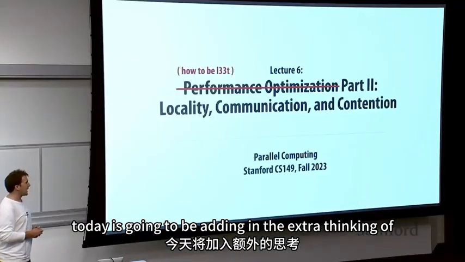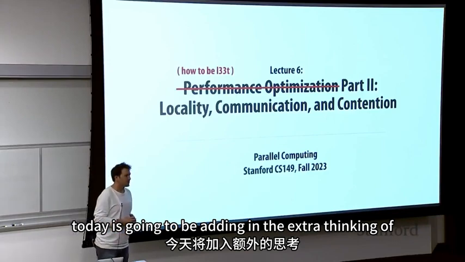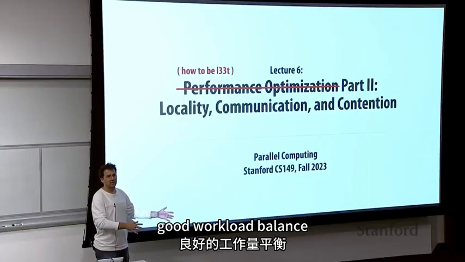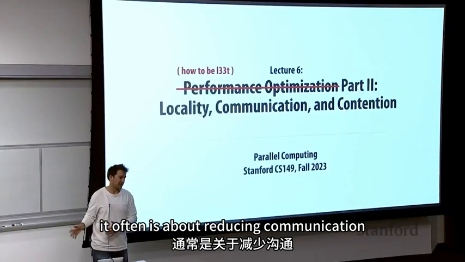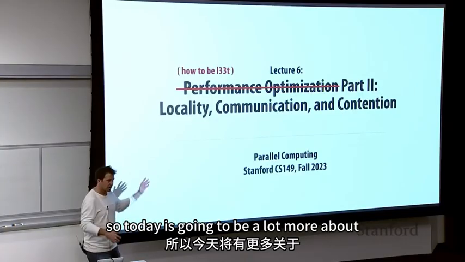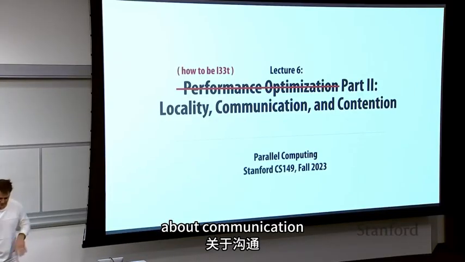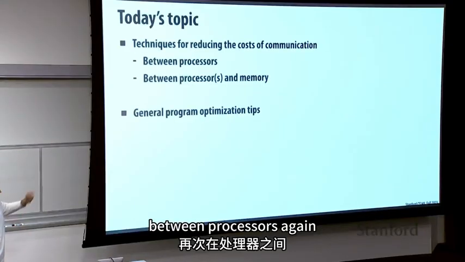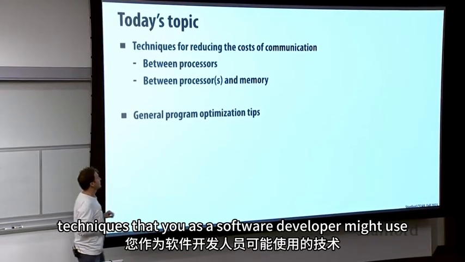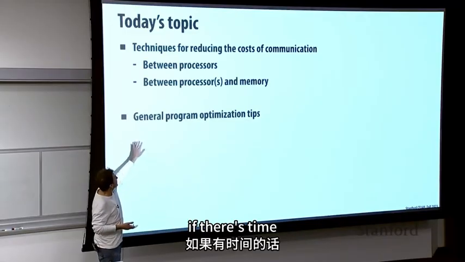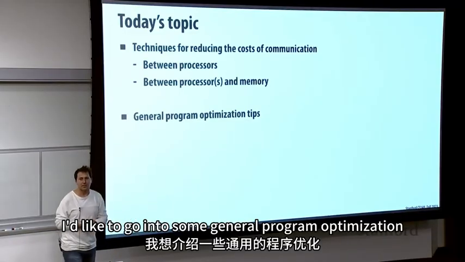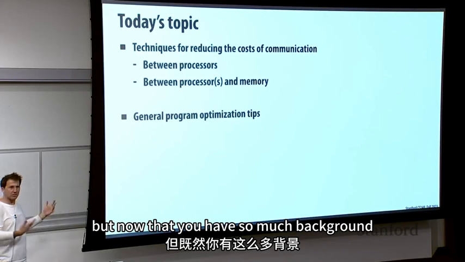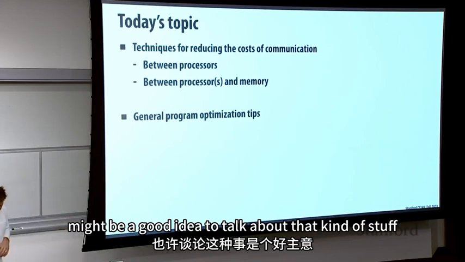Today is going to be adding in the extra thinking that it's not just about good workload balance. It often is about reducing communication and synchronization overhead. So today is going to be a lot more about communication. I'm going to talk about reducing the cost of communication between processors, again, techniques that you as a software developer might use. And then at the end, if there's time, I'd like to go into some general program optimization tips that are not necessarily relevant to your assignments, but now that you have so much background, it might be a good idea to talk about that kind of stuff.